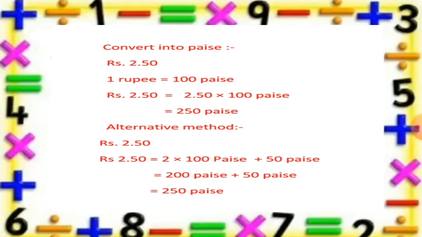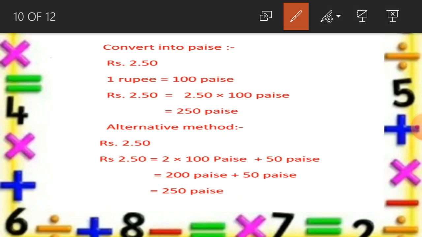Next one is convert into paisa. Again rupees 2 and 50 paisa is given. First of all, we will write 1 rupee is equal to 100 paisa, and we multiply rupees 2.50 by 100, and we get 250 paisa. Again we remove the point before 2 digits, because here 2 zeros are given.